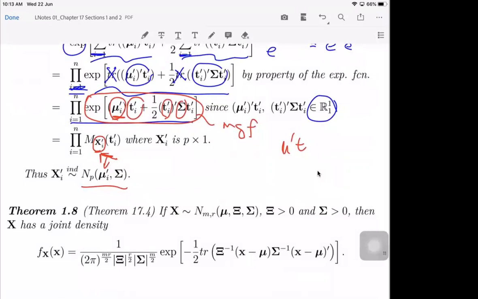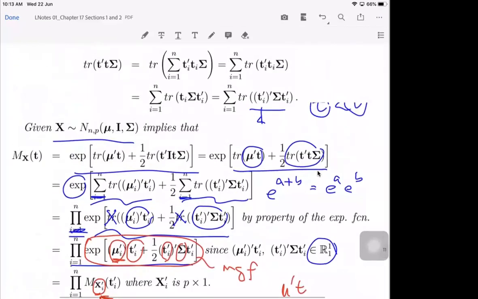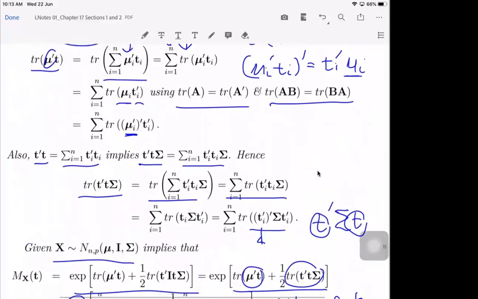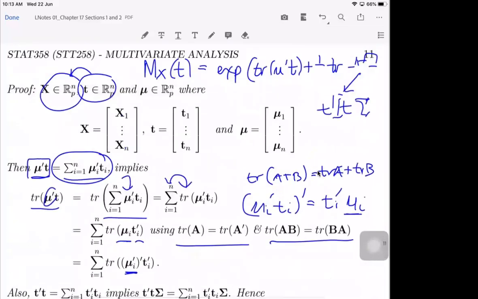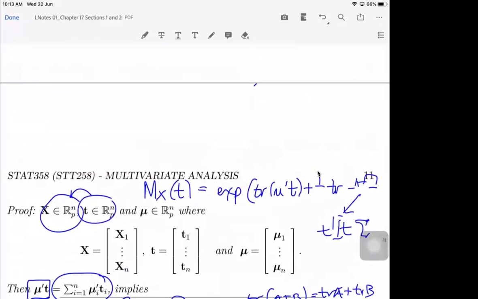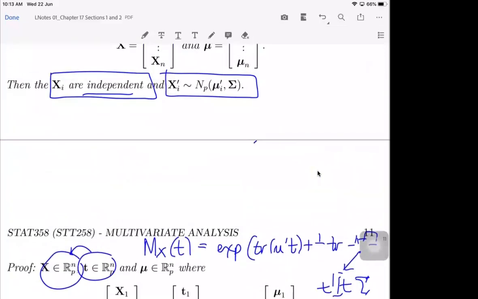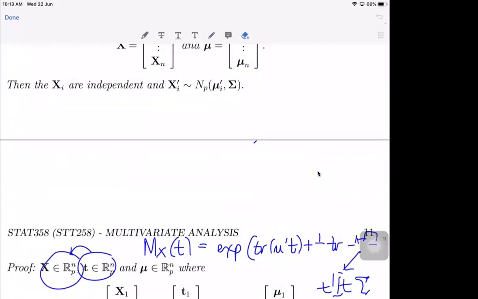Okay, so questions? So what we are looking at here is the distribution of each of the xi's inside your random matrix X. So it's still normally distributed. So for as long as the whole matrix is normal, each of the components is also normal. Do you follow?